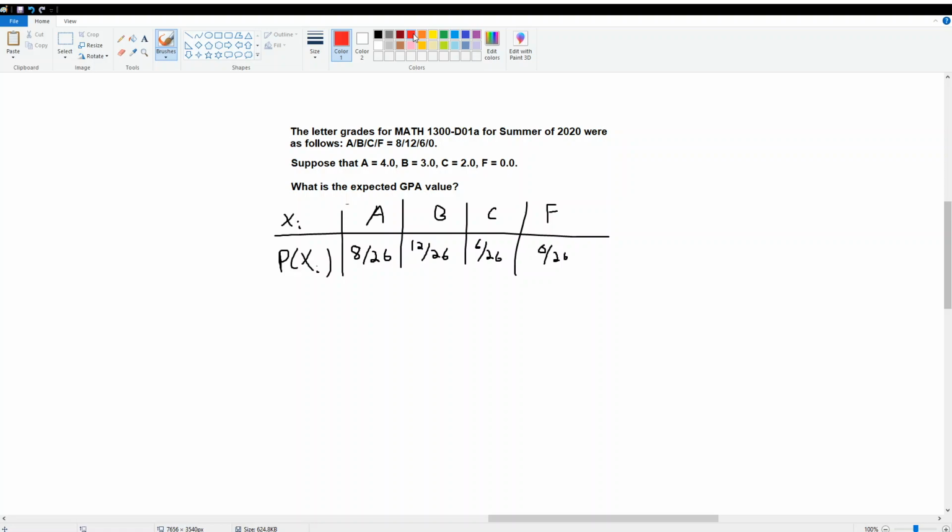All right. Let's now go over the answer. Our expected value. First, the probability of an A times an A. So in this case, an A is a 4.0, and the chances of getting an A were 8 out of 26. Next up, we have the B's, 3.0, and the chances of that were 12 out of 26.